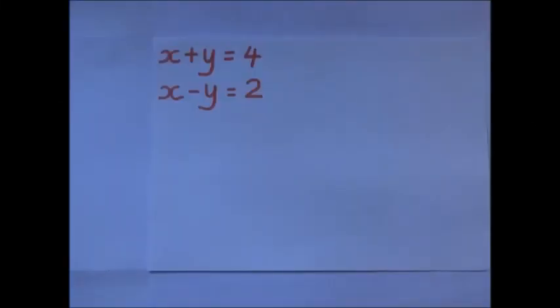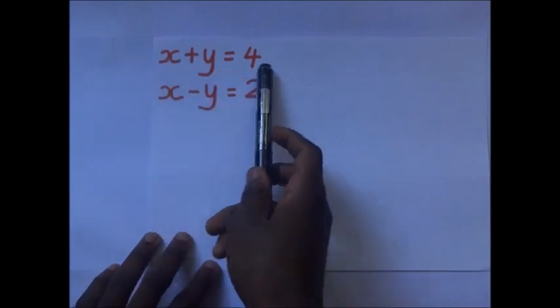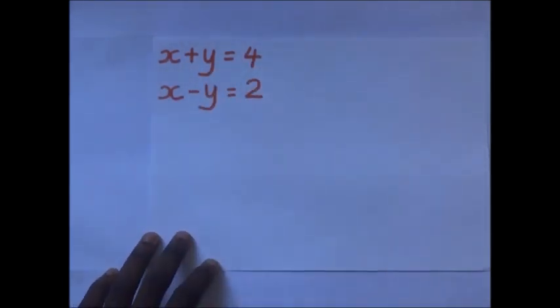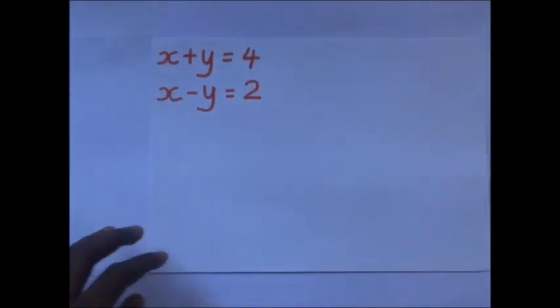How to solve a simultaneous equation using the elimination method. We are going to illustrate this using a worked example. Right there we're having simultaneous equations: x plus y is equal to 4 and x minus y is equal to 2.